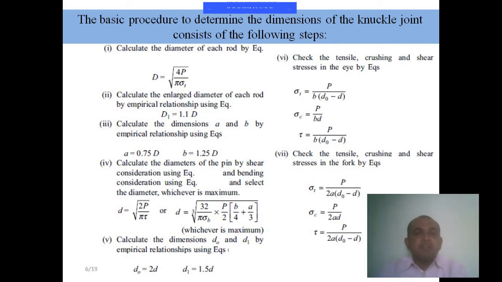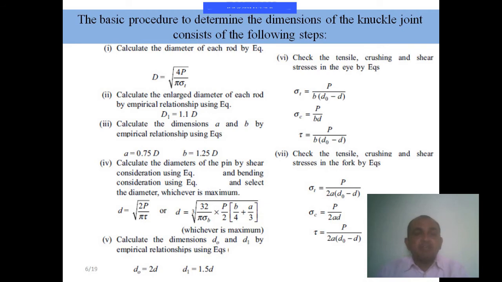Then you can find the enlarged diameter of each rod by an empirical relation, for the rod connected with the eye and the rod connected with the fork. Here the notation is given: d1 is the enlarged diameter of the end of the rod connected with the eye and the fork, and d1 is equal to 1.1 times d.